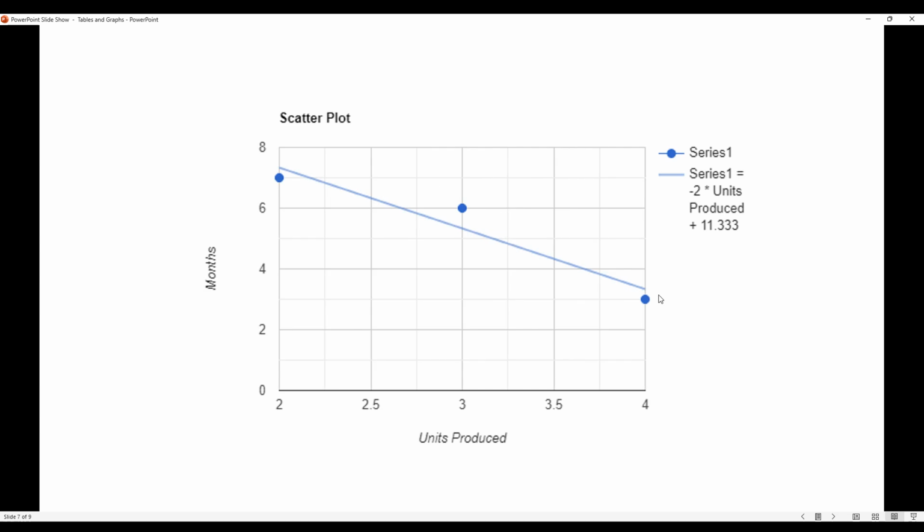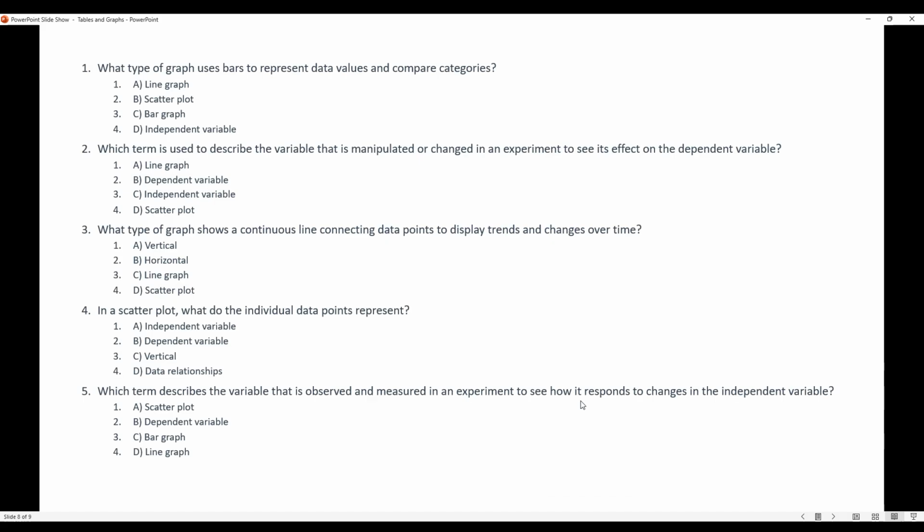Scatter plot. Scatter plot is a type of graph that has scattered points. Scattered means like it's everywhere, right? And this type of graph is used to represent data at different situations. We'll learn about this later.